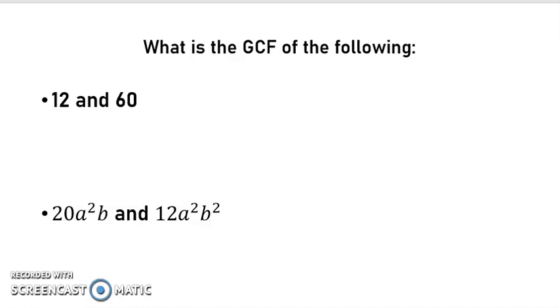Okay, now for us to get the GCF of 12 and 60, we should get first the prime factors of this. Now you may use strategies in getting prime factors such as the prime factorization or the factor tree. Okay, so let's start first with 12. Now, it is also important that you know the divisibility rules. Okay, so let's have 12.